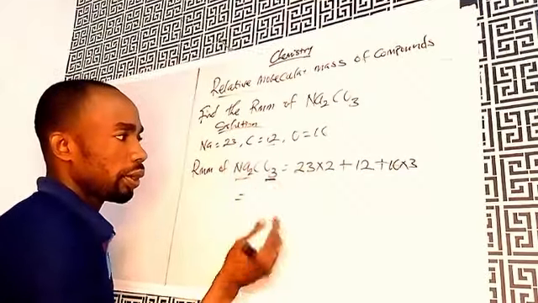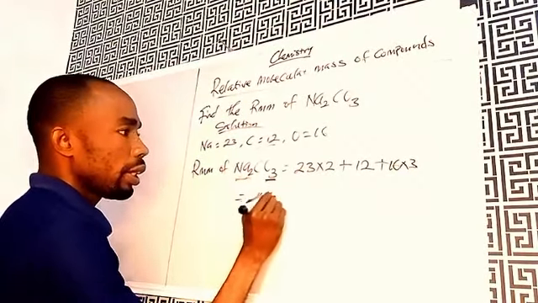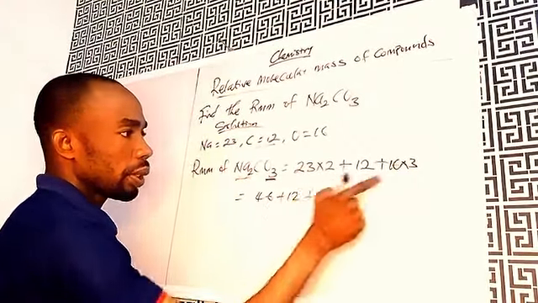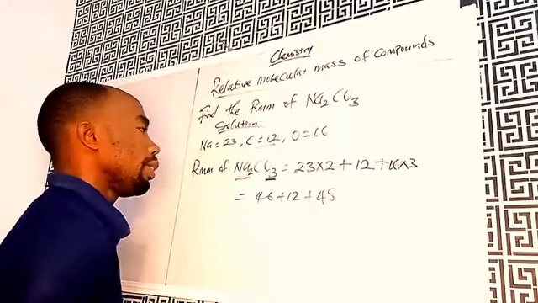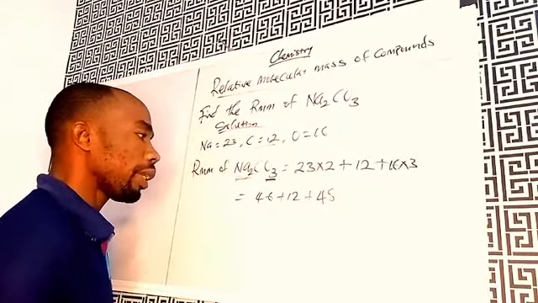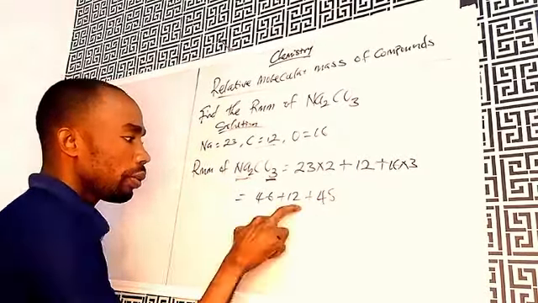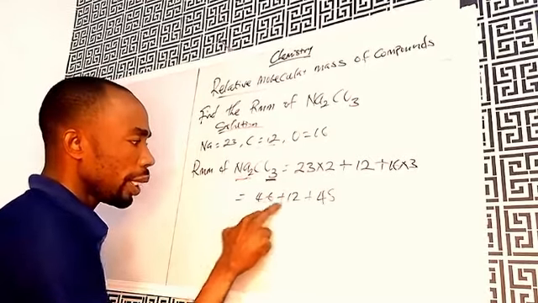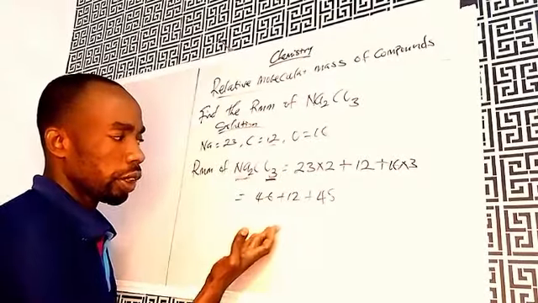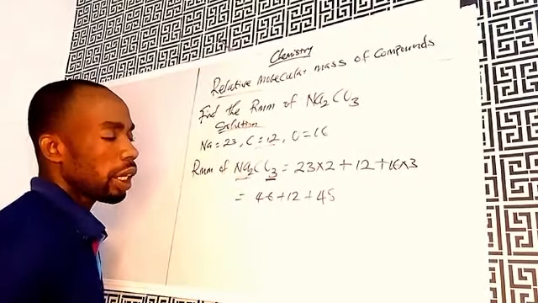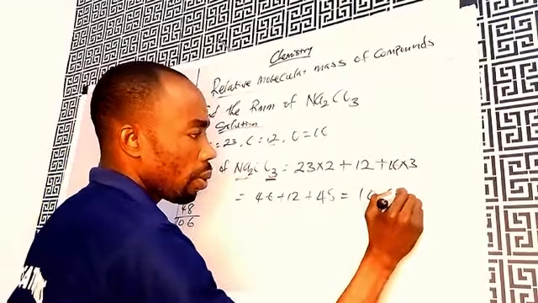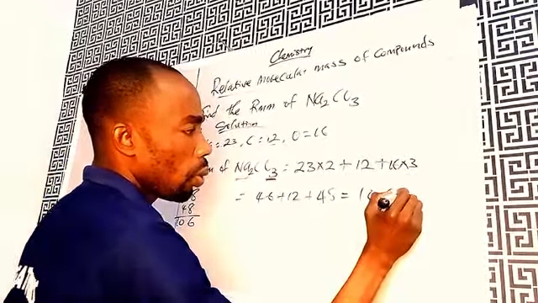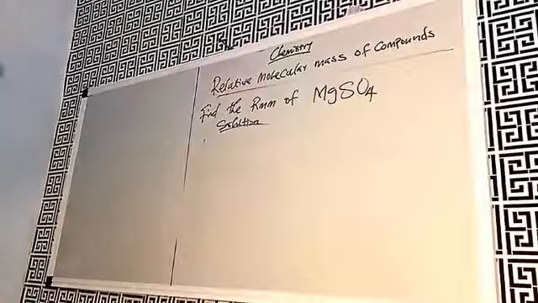So we now solve this: 23 times 2 is 46, plus 12, plus 16 times 3 should be giving us 48. So we have 48. Now, if you add this together, 46 plus 12 should be giving us 58, and 58 plus 48, the molecular mass of this is 106 gram. Okay. All right. So let's look at this.